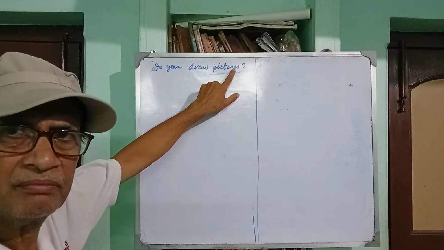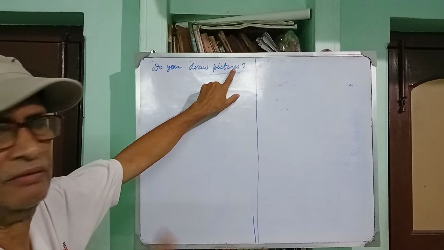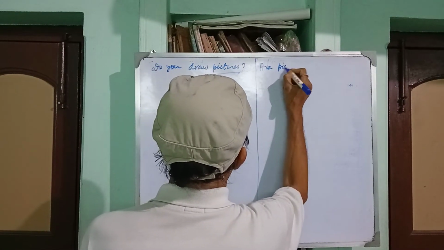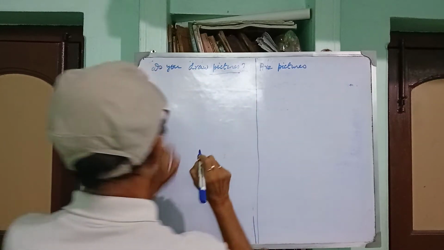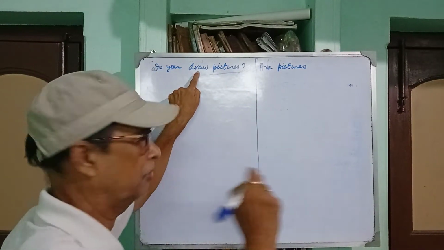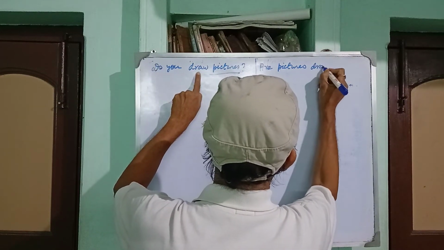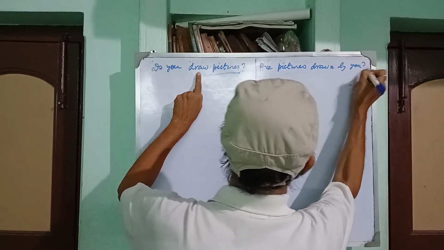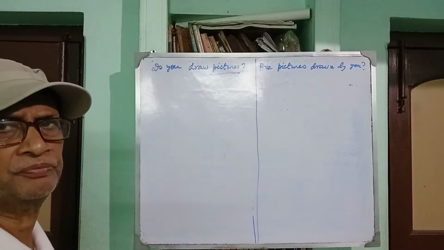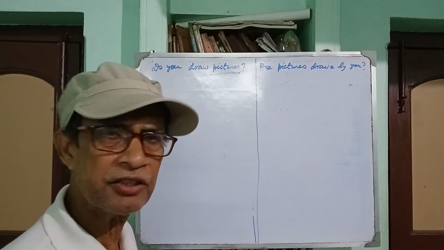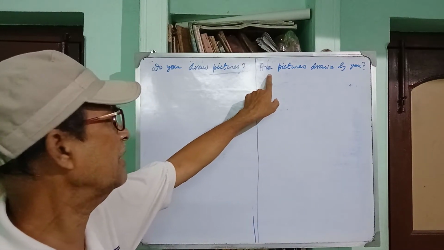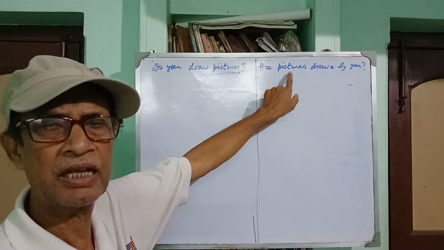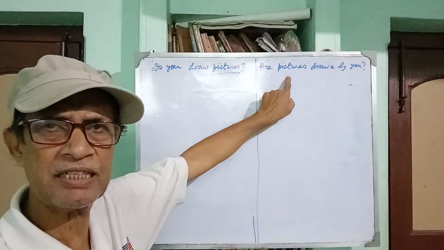Pictures is plural number, therefore there must be are. Are pictures drawn, drew, drawn. Are pictures drawn by you? Are pictures drawn by you? So it is an interrogative sentence. So the auxiliary verb must precede the subject.